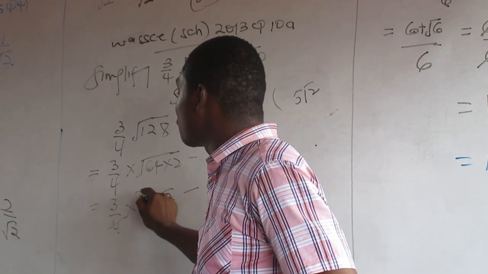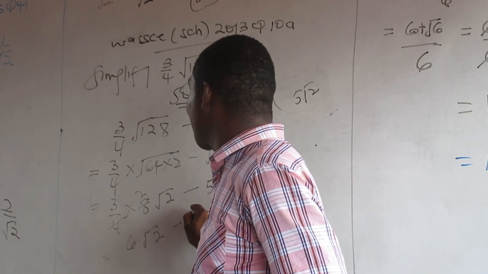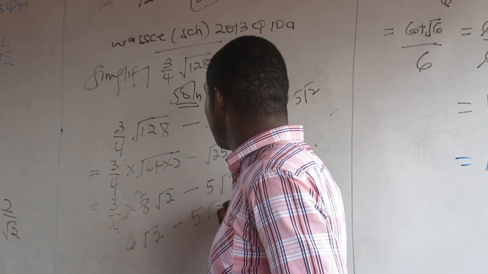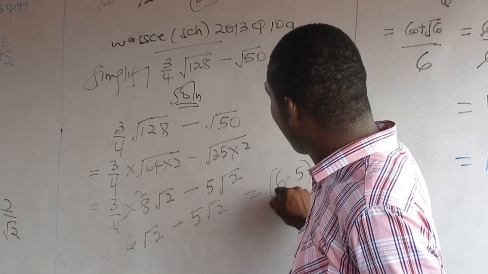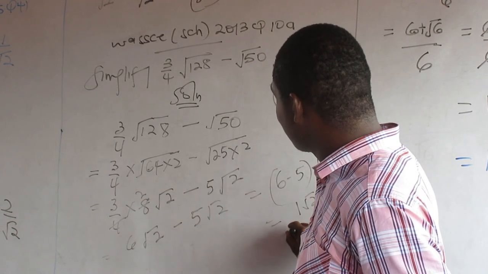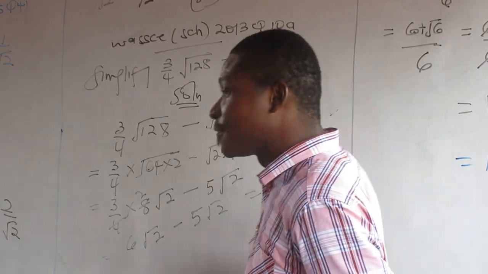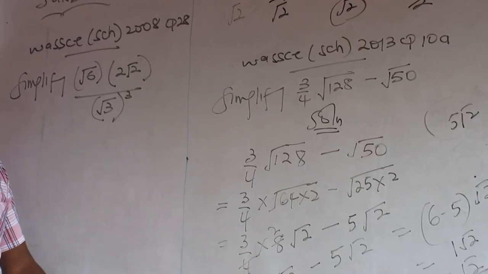This will go here 2. So this will give me what? 6 root 2 minus 5 root what? 2. Now the sets are compatible sets. So 6 minus 5 all root what? This will give me 1 root what? 2. It's the same as root what? 2. So this is our final question.